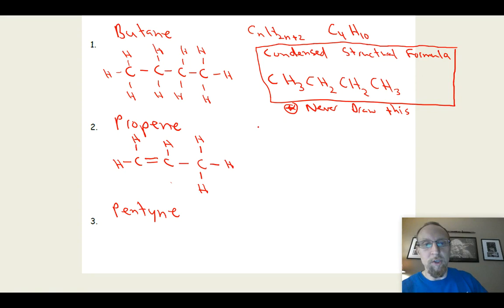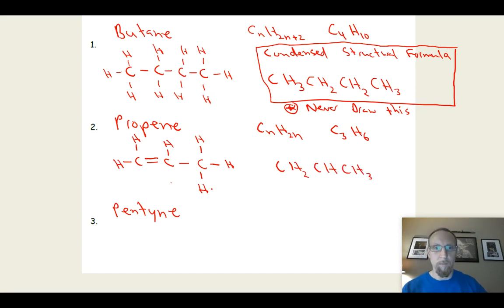So again, remember our general formula, CnH2n. So 3 carbons, so my N is 3. So my H has to be 6, 2N, and it is 1, 2, 3, 4, 5, 6. And now, remember, you don't have to draw the condensed structure, but understand what it looks like. So it would look like CH2, CH, CH3. So we've got 3 carbons still, but now we're just using these subscripts to show us how many H's there are. And the last one, pentyne.